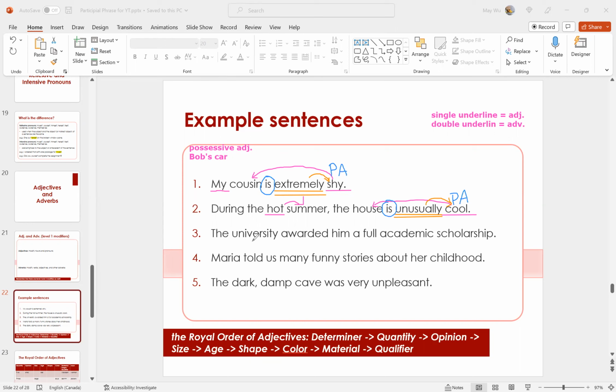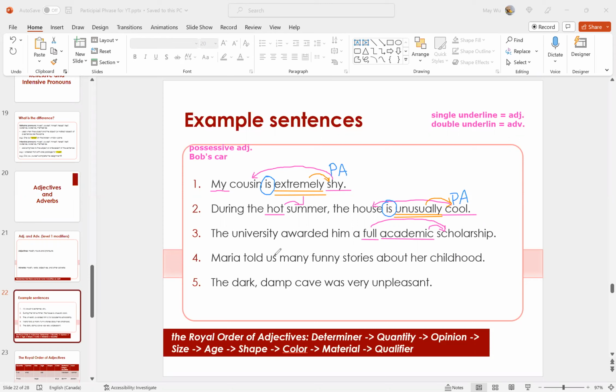All right, number 3. The university awarded him a full academic scholarship. So we know the is an article. It is an adjective function, but let's ignore it for now. Academic is modifying scholarship. What about full? Is that an adjective or an adverb? So we have to be careful here. It is actually an adjective because we're talking about a full scholarship. It's not modifying the adjective academic.